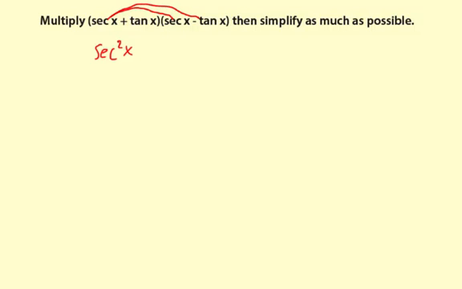Then I'm going out here to multiply the outside terms. It's going to be minus secant of x tangent of x. Multiply the inside plus tangent of x times secant of x. Then the last, minus tangent squared x.